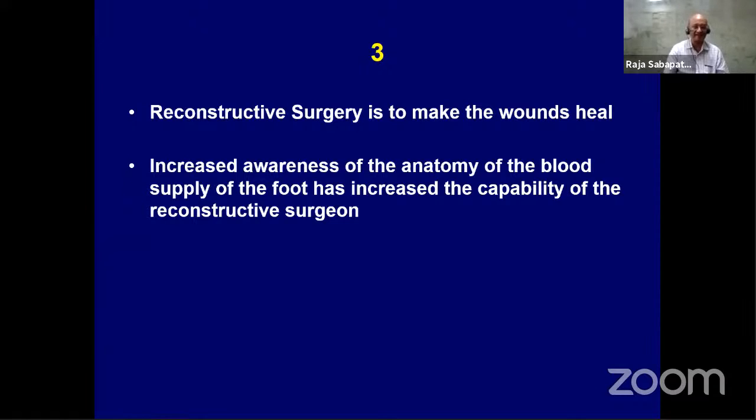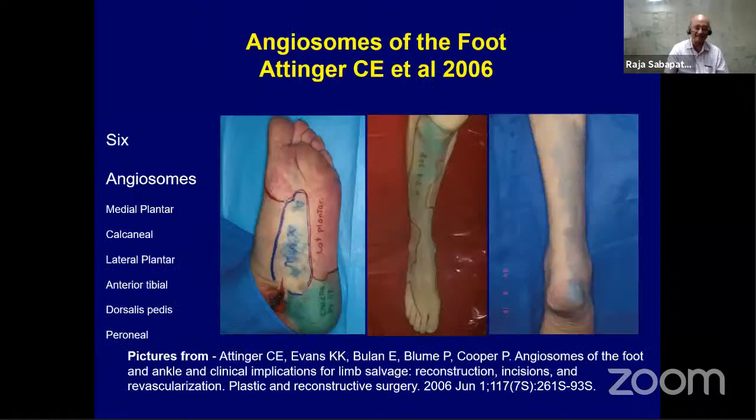The third thing is that the reconstructive surgery that we do is to help the wounds heal. And it is quite possible because the awareness of the anatomy of the blood supply of the foot has increased. So we are able to base our techniques in a better way. Following the landmark paper of Dr. Chris Attinger in 2006, the blood supply of the foot and the territories that each of those major blood vessels supply are all divided as angiosomes. There are 6 angiosomes in the foot. And when you base your flaps accordingly, the chances of success are higher. So that's the third point.